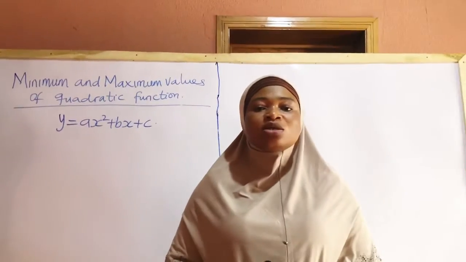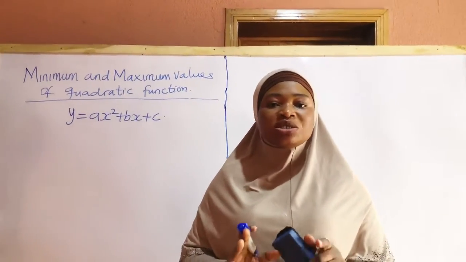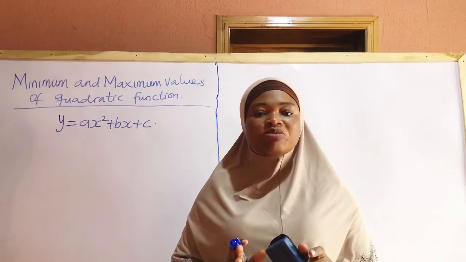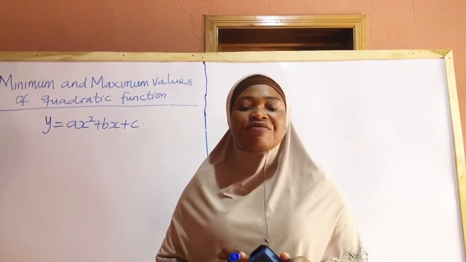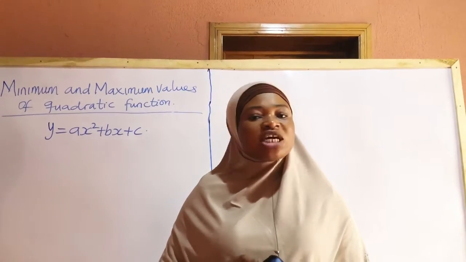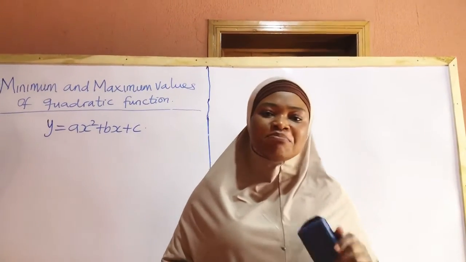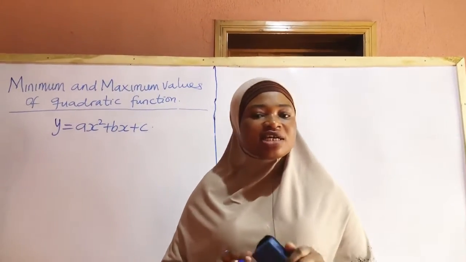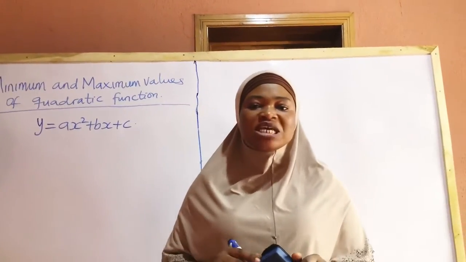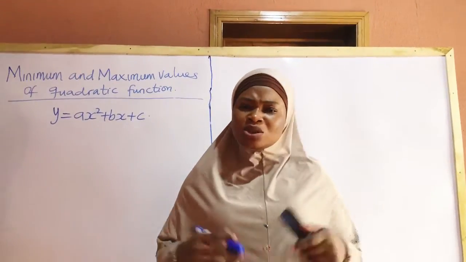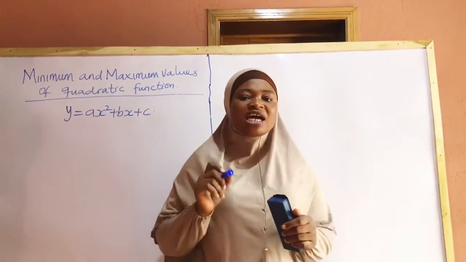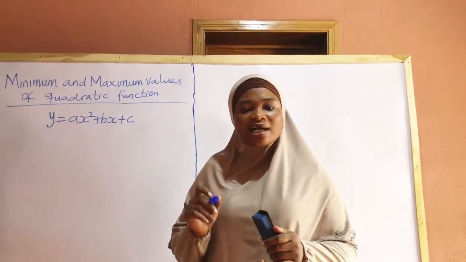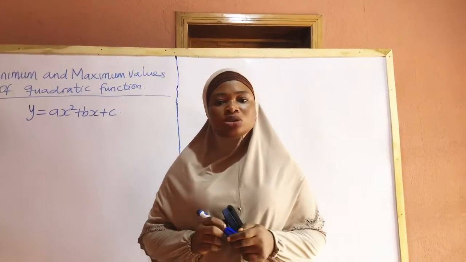To this channel. So in today's class, we want to discuss the minimum and maximum values of a quadratic function. We have discussed that the graph of a quadratic function is known as a parabola, and it is minimum if a is greater than 0 and maximum if a is less than 0. So the question now is, at what values of x are the minimum and maximum values attained? That is what we want to discuss today.